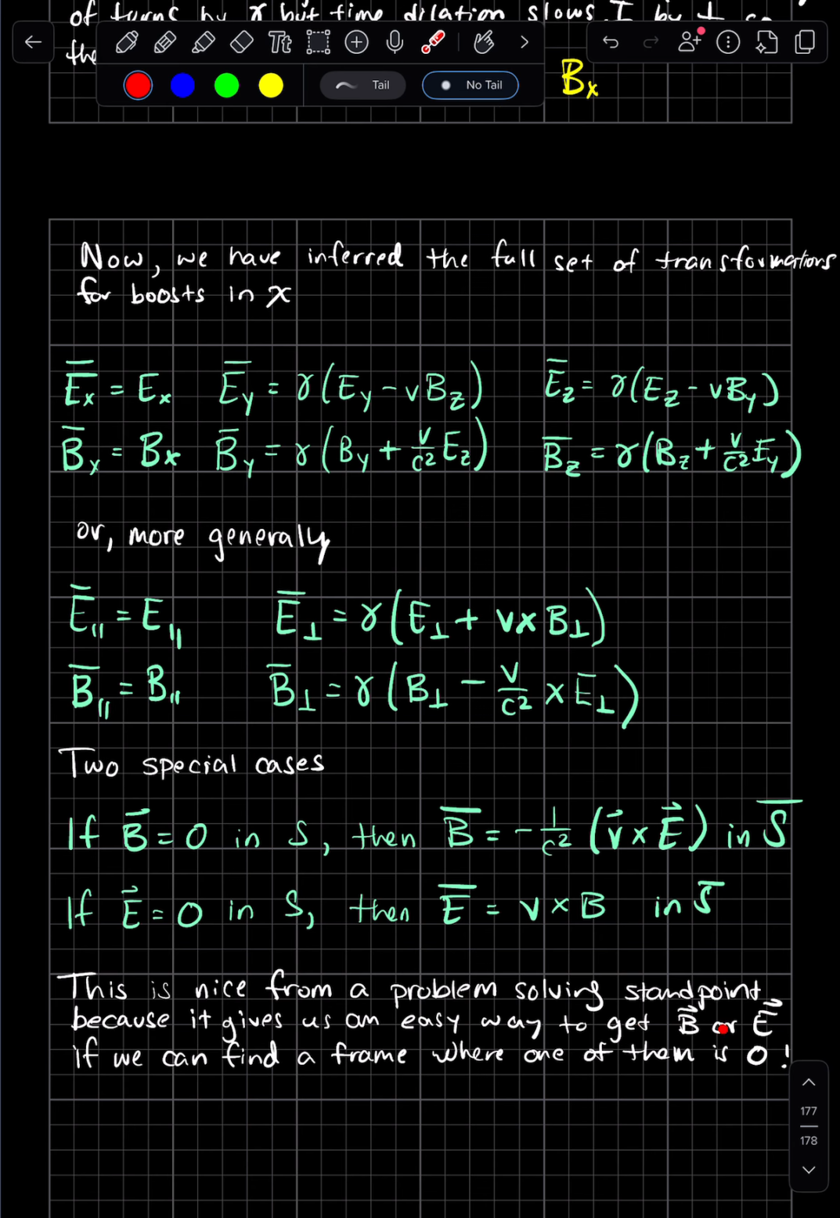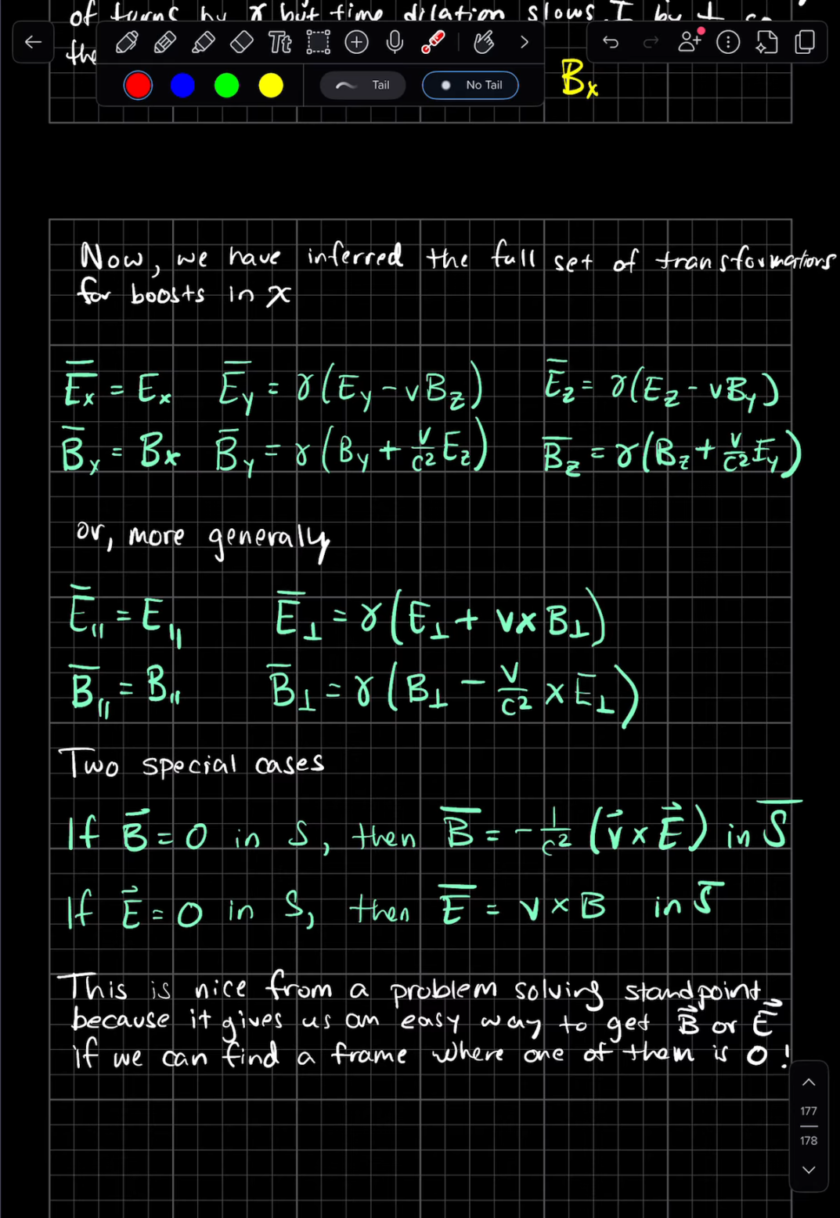Now, this is really nice from a problem-solving standpoint because it gets us an easy way to derive the B and the E fields. It's similar to problems that we were doing with kinematics, where we would start out in the rest frame of the particle, in which case its momentum is 0, but its energy is just equal to its rest mass times c squared. And once we start in that frame, then if we want to extrapolate what happens in another frame, we just apply the Lorentz transform. But we can start in that simple frame where momentum is 0 and energy is equal to the rest mass, and then we can boost to a frame where it's more complicated.